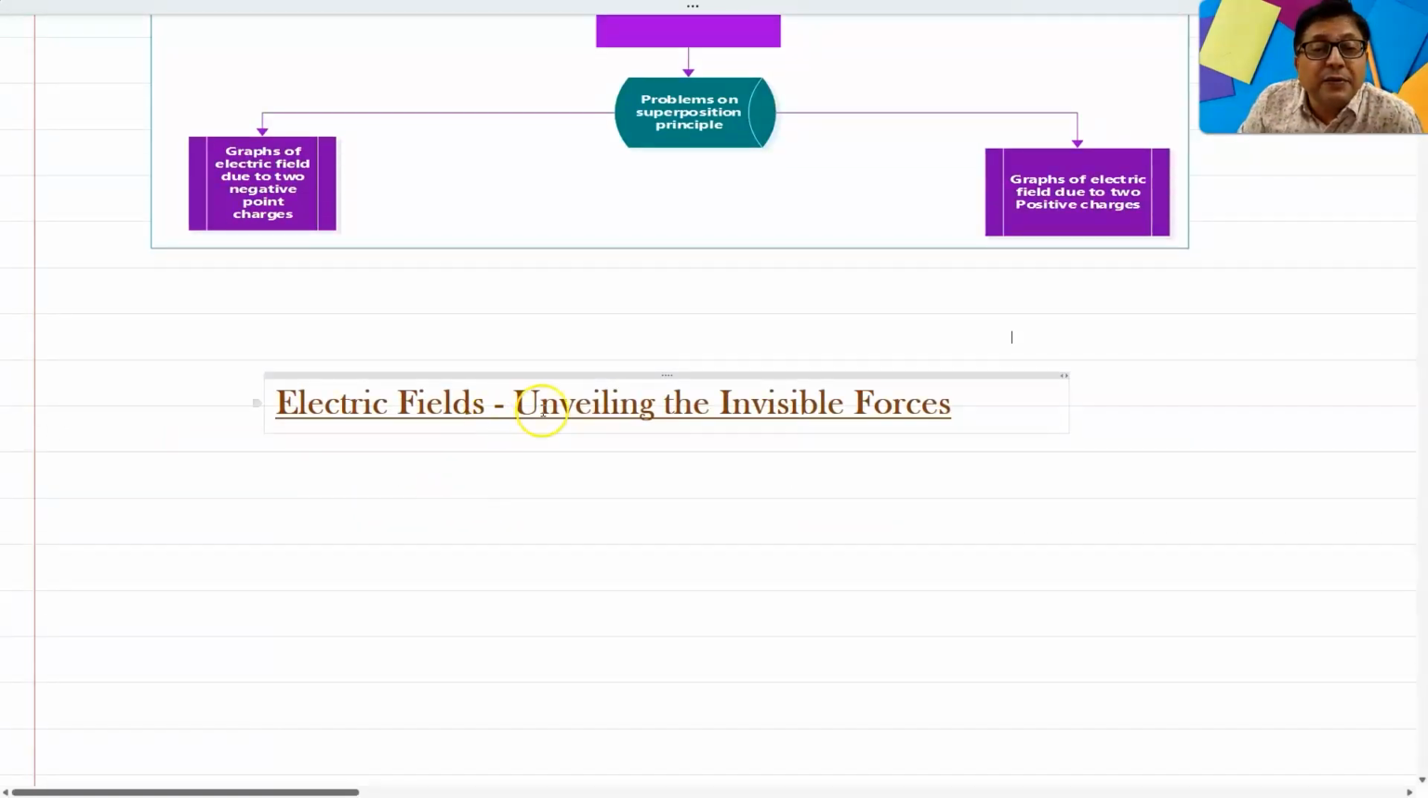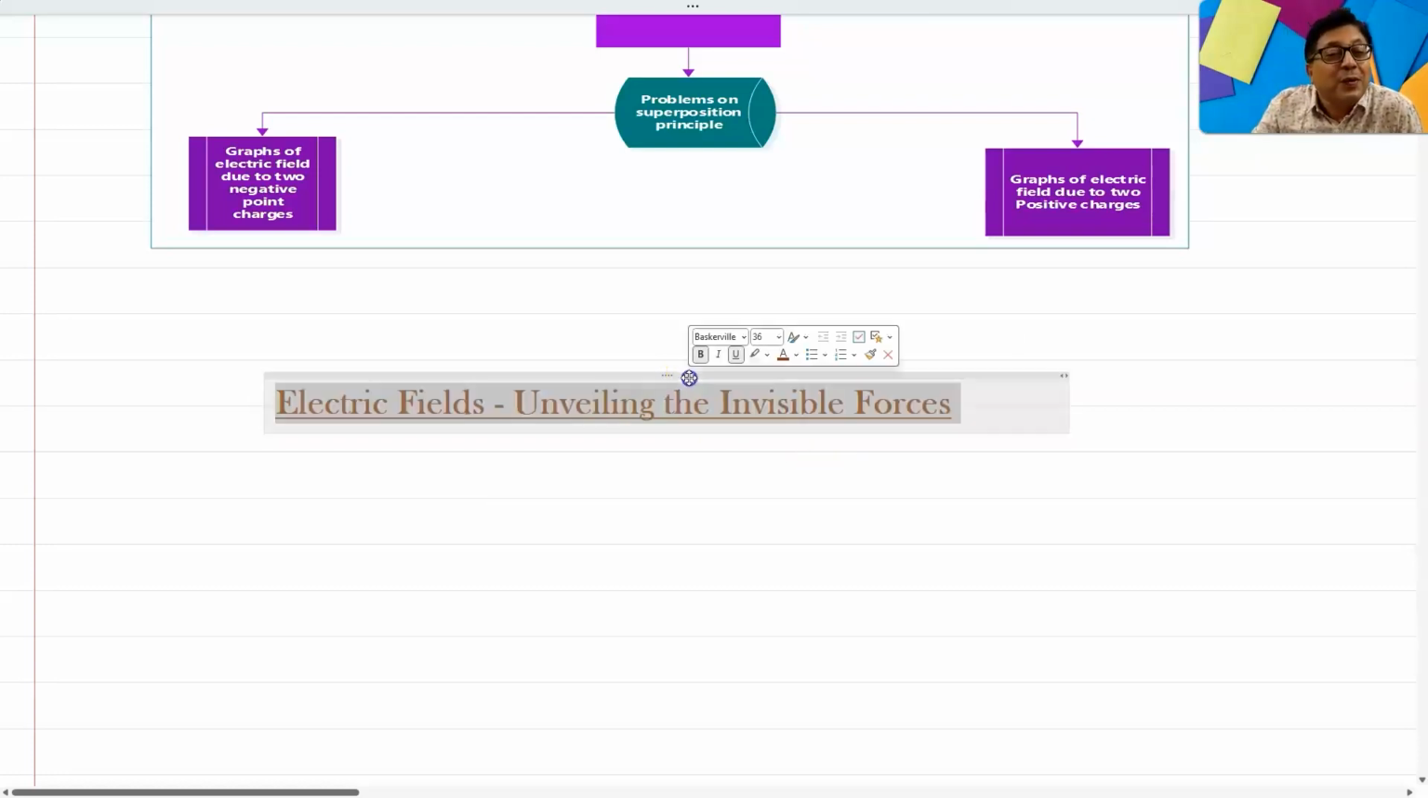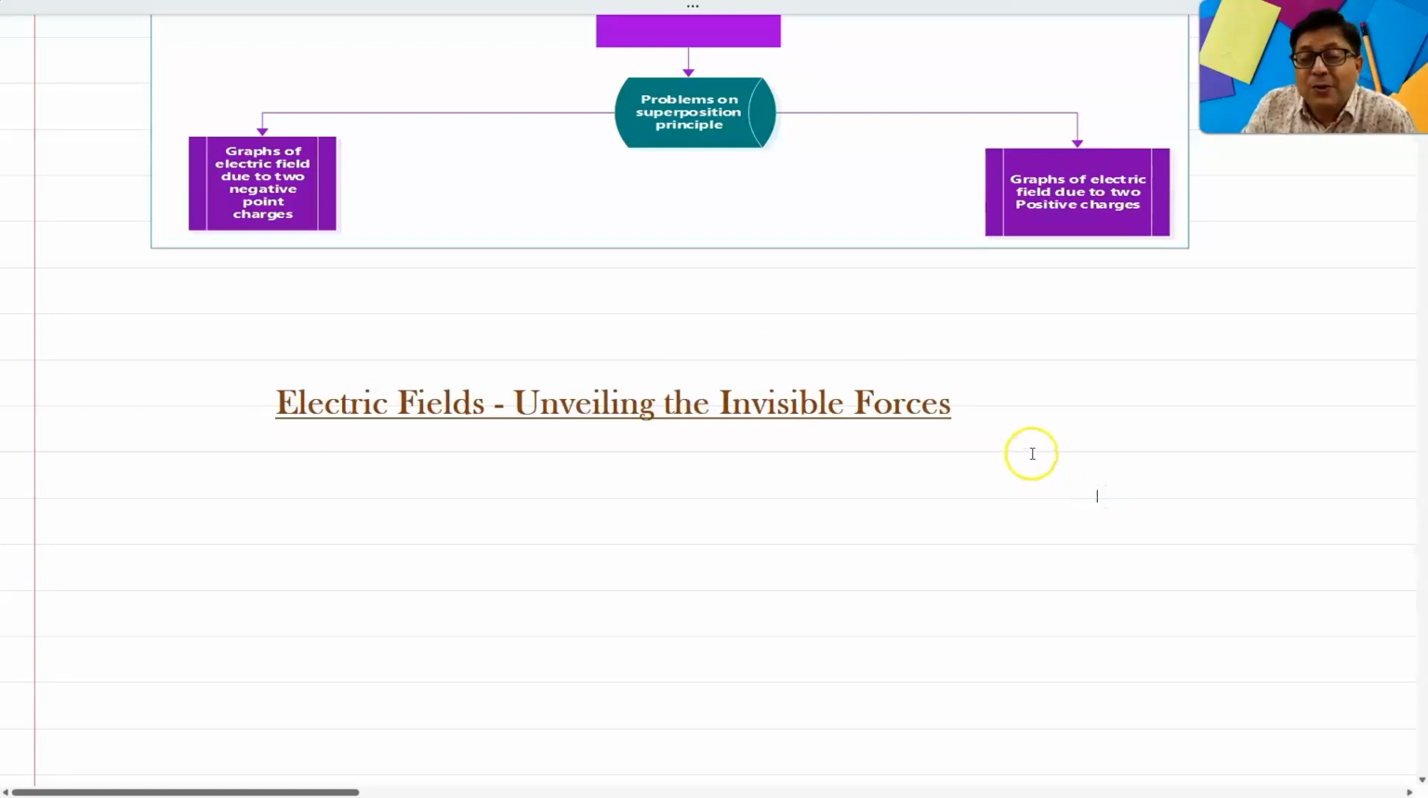Electric field, unveiling the invisible forces. What about gravitational field? Have you learned gravitational field before? Yes, you did it in class 11. One huge chapter. Many things you have learned over there. But electric field is not like gravitational field. I am not going for a comparison this class.